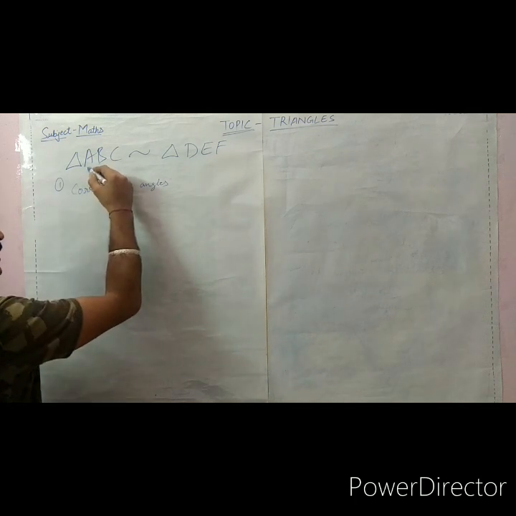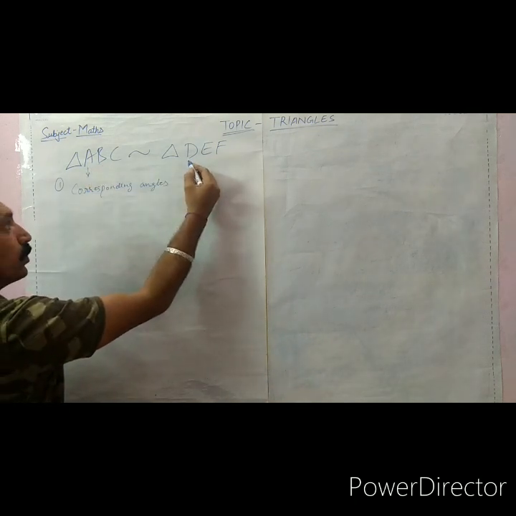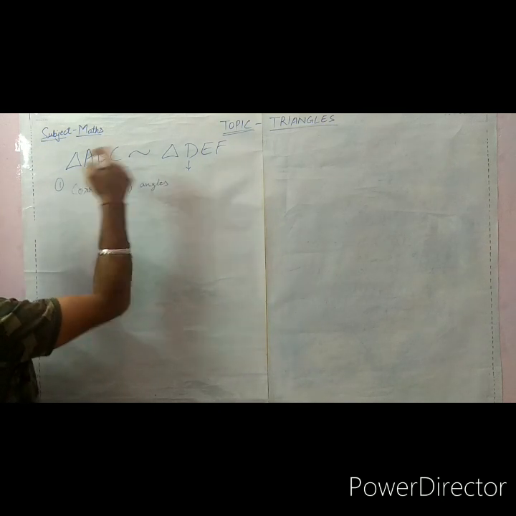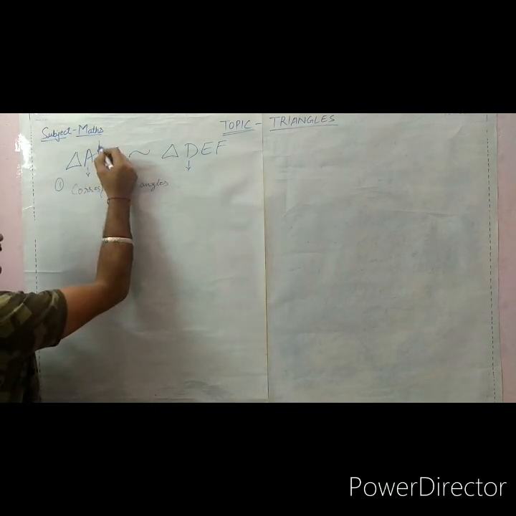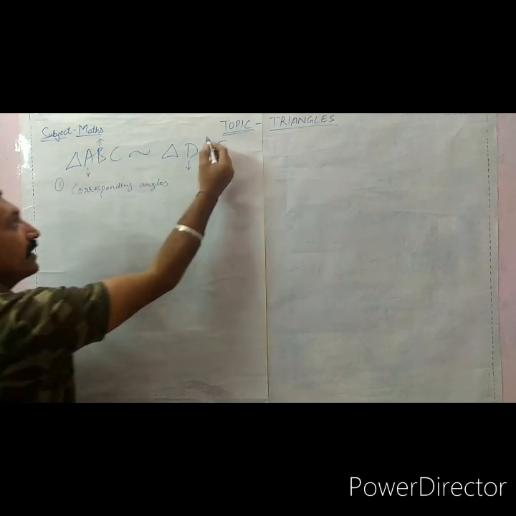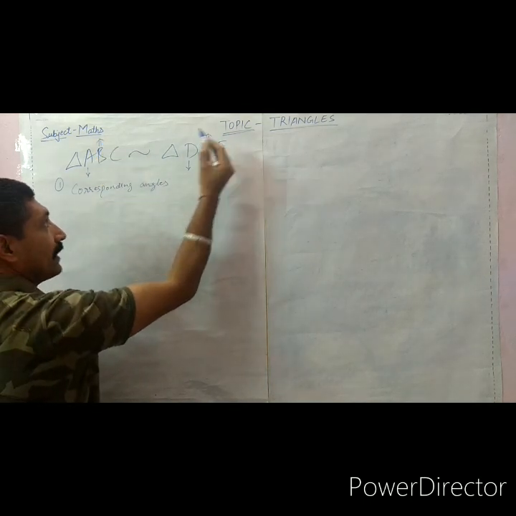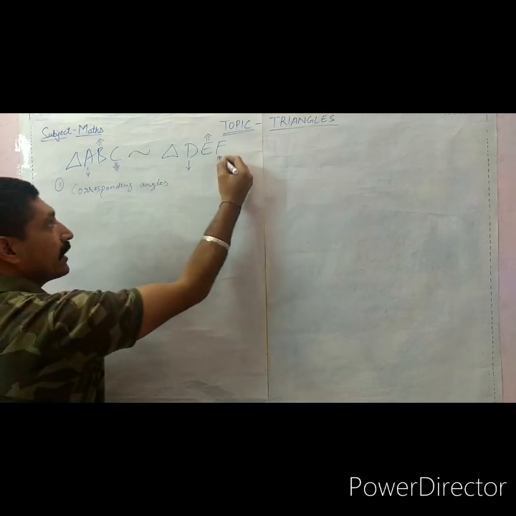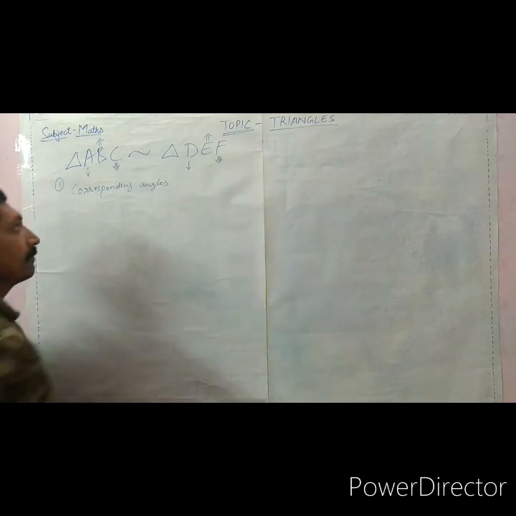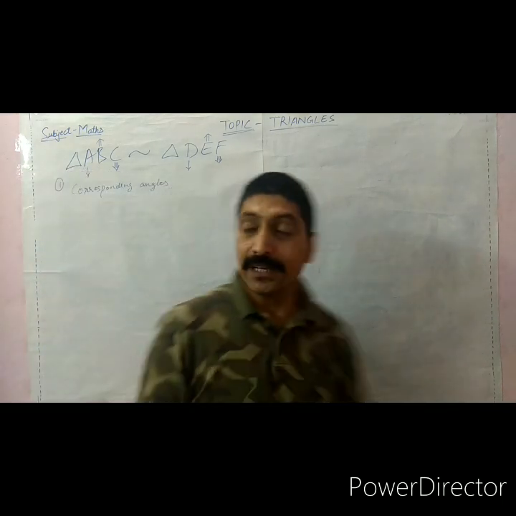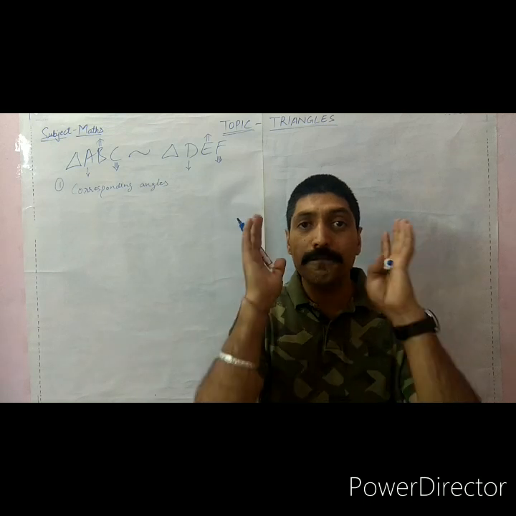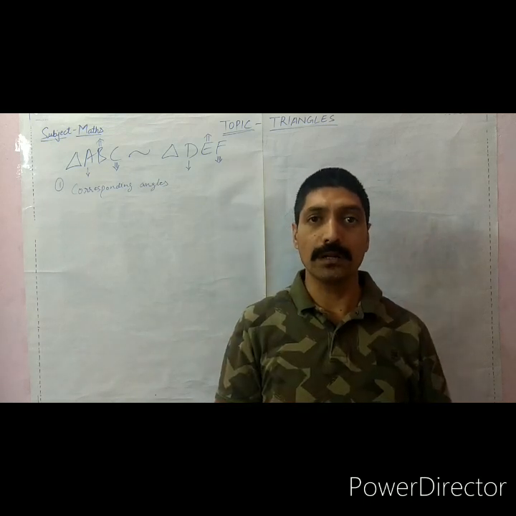First condition means angle A is equal to angle D. If two triangles are similar, then confirmed, angle A is equal to angle D, angle B should be equal to angle E, and the third angle C is always equal to angle F. So the first condition is that corresponding angles of these two triangles are always of the same measure, equal.